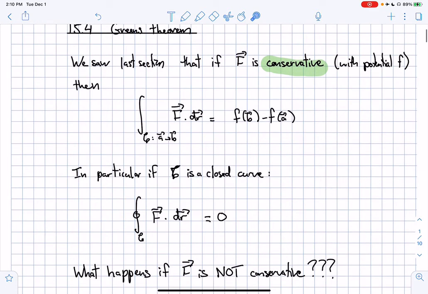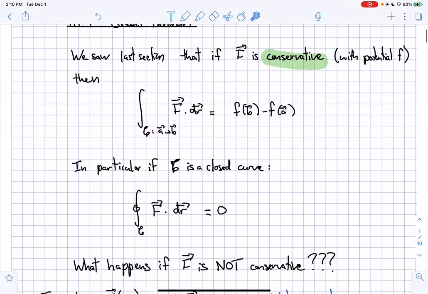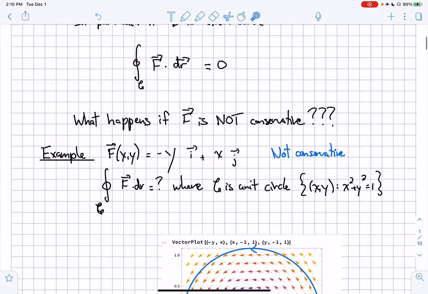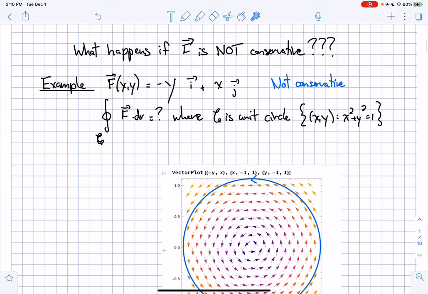Now, question, what happens when f is not conservative? Well, you can always compute the line integral, right? Get the velocity vector of the curve, do the dot product with the vector field, and just integrate. But do you have some sort of identity for the right side? Maybe not 0, but maybe something else, and that's Green's theorem.